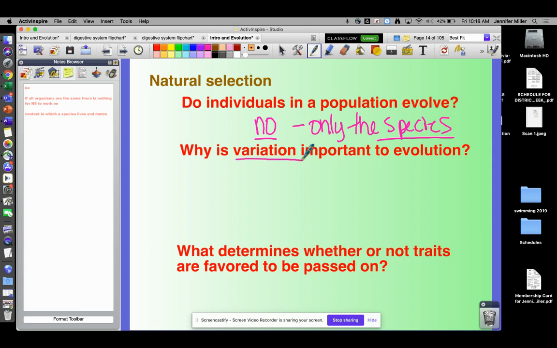Variation is super important to evolution because if organisms are not different from one another, then no one has a trait that allows it to survive better. If they're all the same, they all survive the same. But if there are slight differences, one has a little bit bigger beak than the other, one has a little bit different coloration than the other, then those organisms may be better able to survive. So without variation, no variation, no evolution, basically.